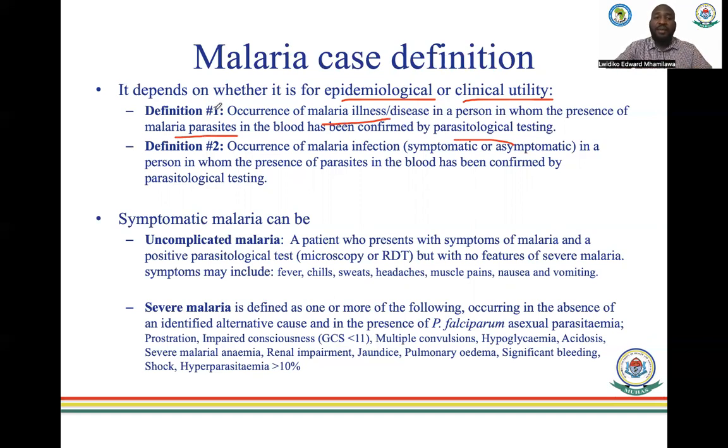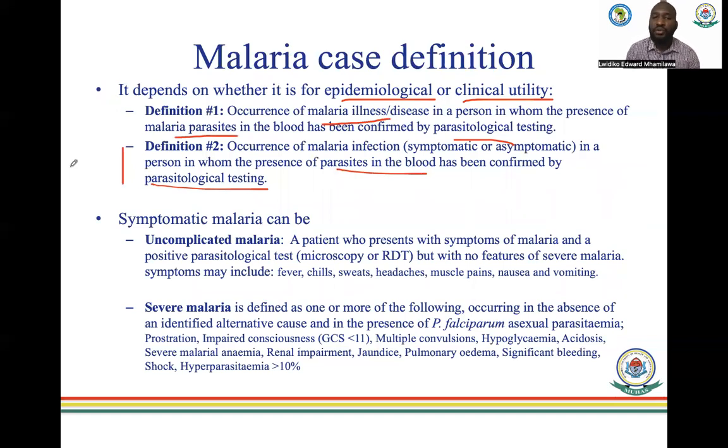In the other case, where you're looking at epidemiological utility, someone has parasites inside their blood confirmed by parasitological testing, irrespective of whether or not they have symptoms. These would be the asymptomatic or symptomatic cases, and both are considered malaria cases. This will be important when we're discussing malaria control, elimination, and pre-elimination settings, where asymptomatic cases will be much more relevant. But symptomatic malaria can also be subdivided into uncomplicated malaria and severe or complicated malaria.